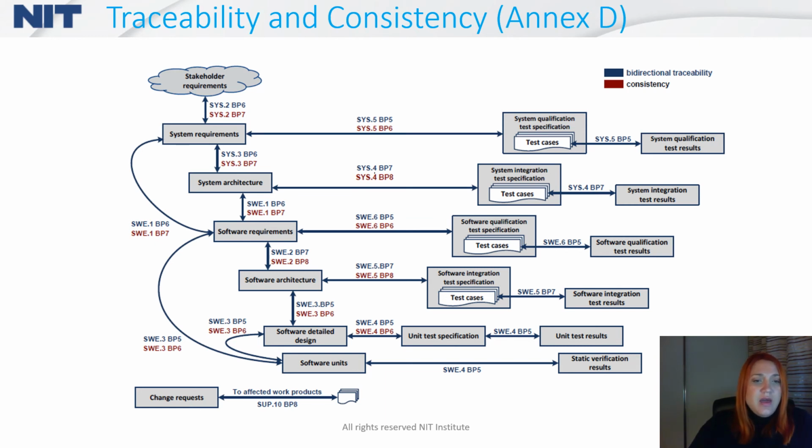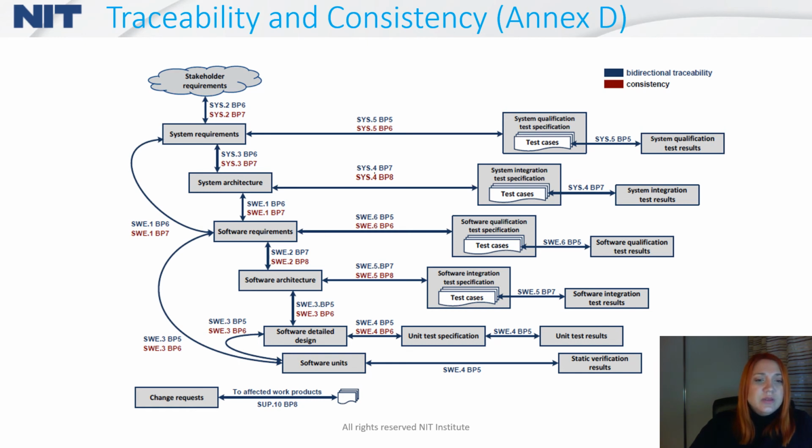In the middle, you have the system architecture. The system architecture is defined on the basis of the system requirements, and it means that they need to be bidirectionally traceable and consistent. Furthermore, on the lower level, in the software part of the model, we have the software architecture, which is of course traceable to the software requirements, and lower to the detailed software design, and of course the software units.